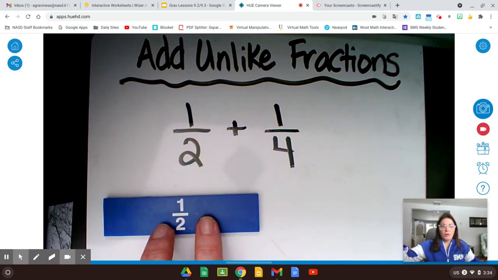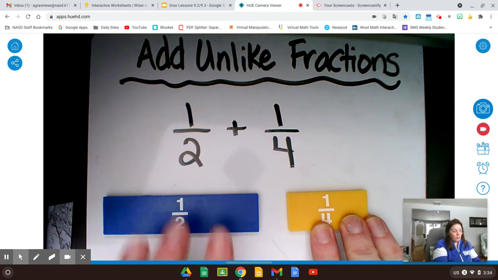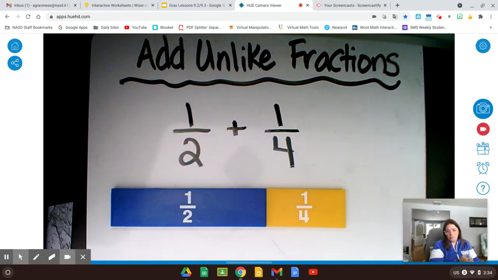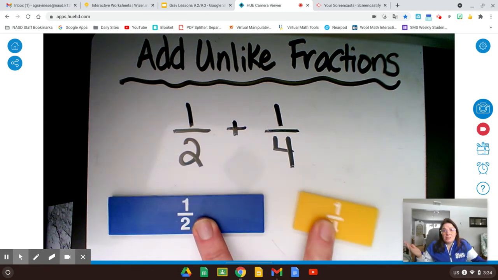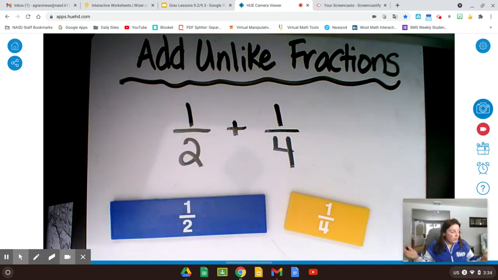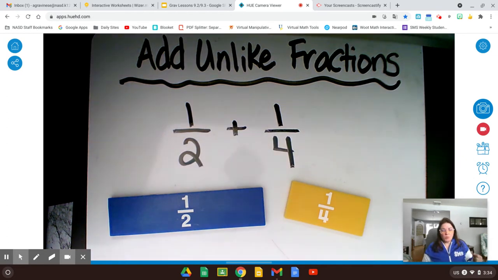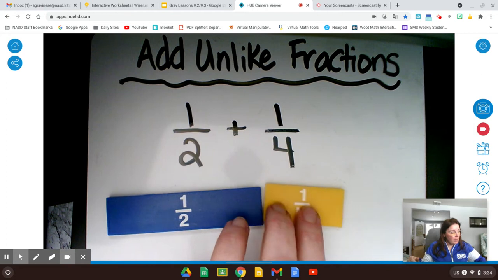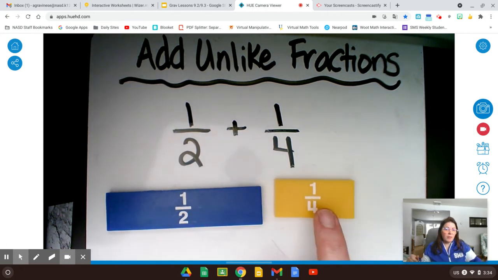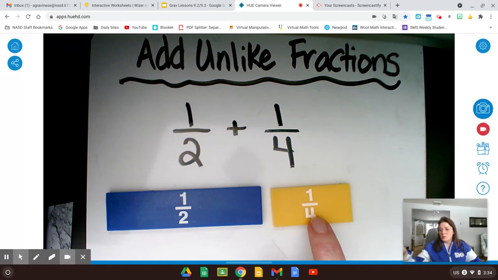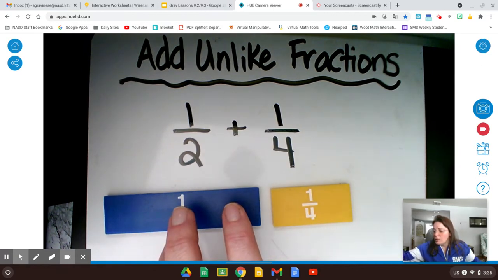Here's 1/2. Here's 1/4. If I put these together, that's fabulous, but they're not the same color because they don't have the same denominator. So I can't just say I have two pieces. Two whats? What do I have two of? I have two tiles, but they're different, so I have to figure out what they would be if they were the same. How can I make a half while also keeping in mind that I need fourths?